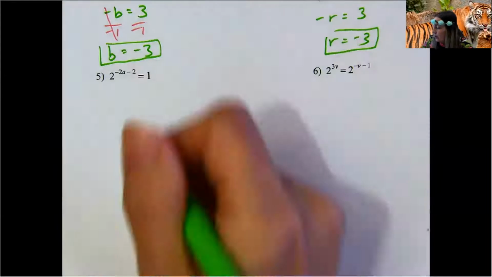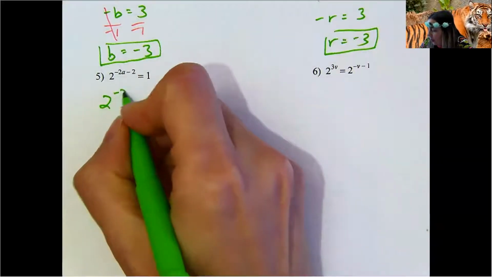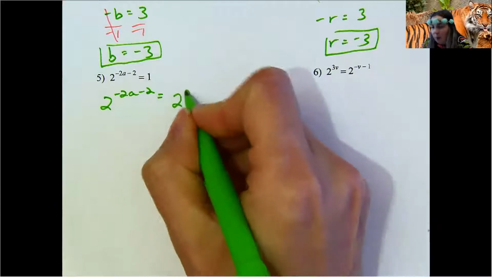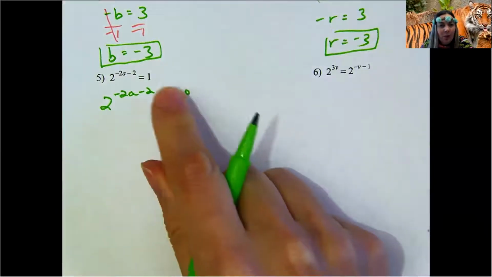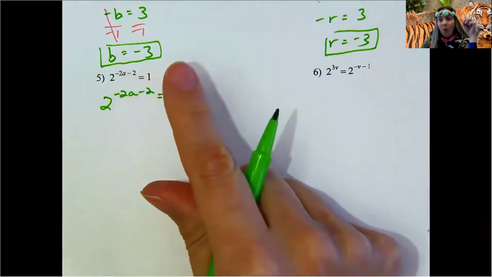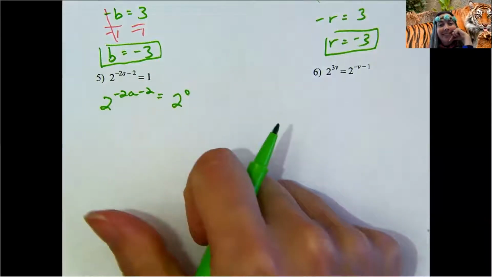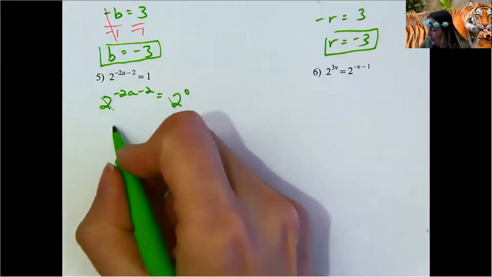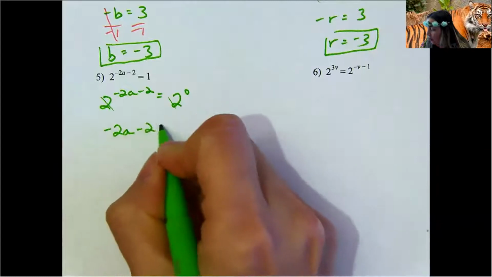Anything. So we can rewrite this as 2 to the negative 2a minus 2. And we can rewrite this as 2 to the 0 power. 2 to the 0 power is 1. So the value is still there. I just gave it some new hair. Ooh, that rhymed. All right. So the bases are the same. We can ignore them. Focus on the powers. Negative 2a minus 2 equals 0.